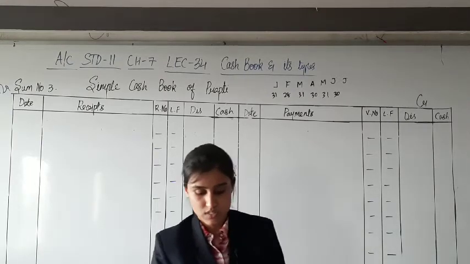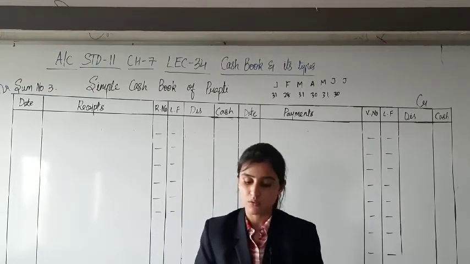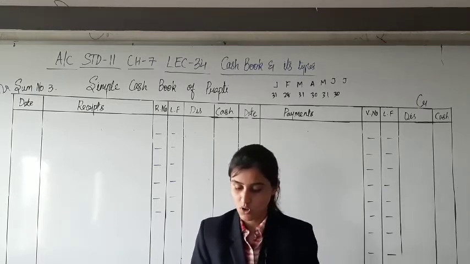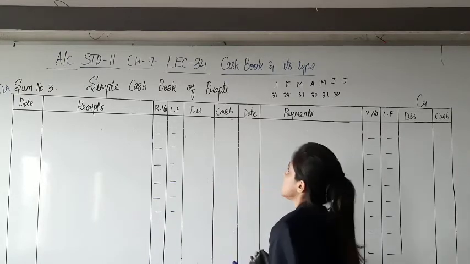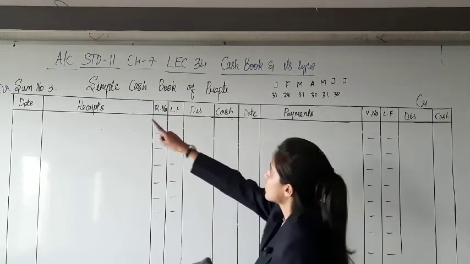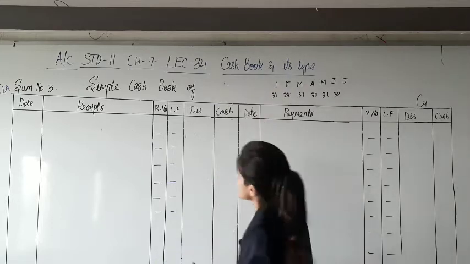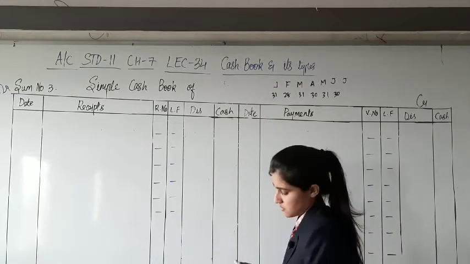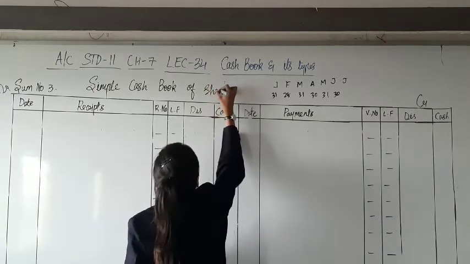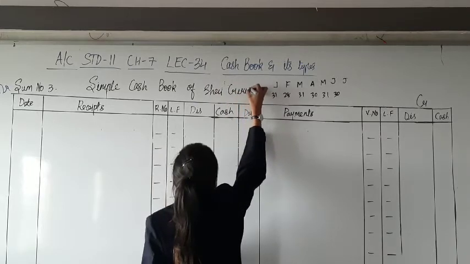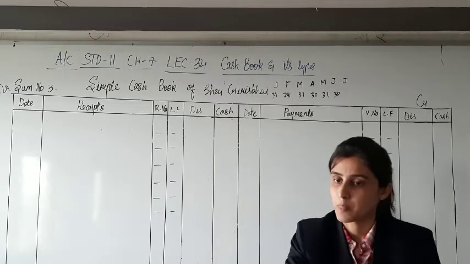And now we are going to actually start illustration 2, which is about preparing a two columnar cash book, cash and discount columns, of Shri Girish Bhai from the following transactions. So of course we need to modify the name. We will modify the name of the owner here. The owner is Shri Girish Bhai. The heading is to be given this way.